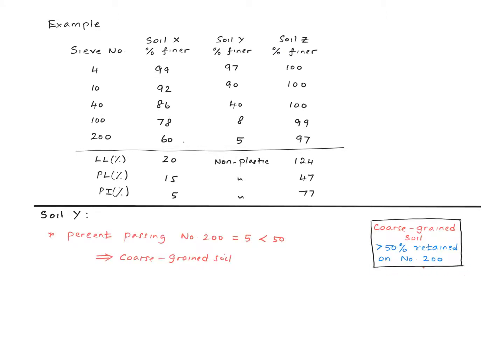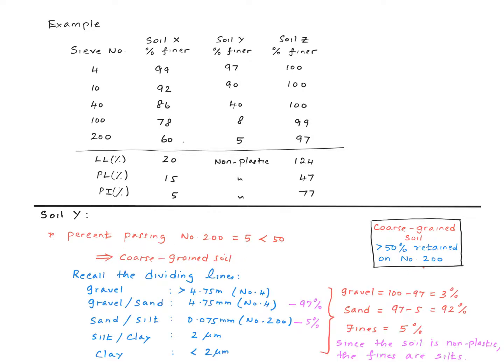Here's a part of the chart. If 50% or more is retained on number 200, it's a coarse-grained soil, right? So going back to this column, we see only 5% of the soil passes through number 200, and therefore 95% is retained on that, right? And therefore this is definitely a coarse-grained soil. So the next thing we want to do is to figure out whether the soil is gravel or sand, and then further divide accordingly.